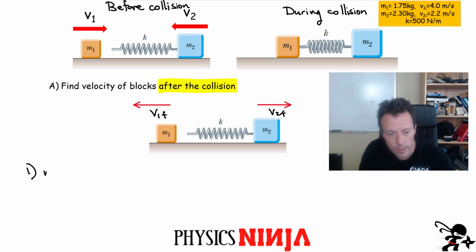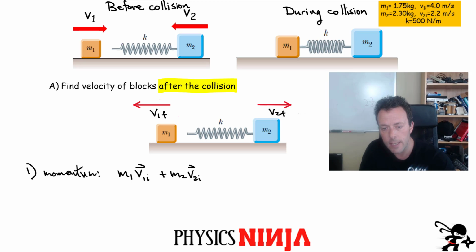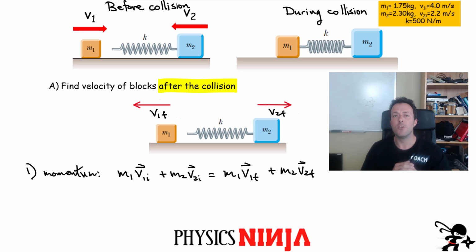So let's start with this: momentum before and after. Momentum before is right here. We're going to have the block M1 moving at some initial velocity, this is a vector, plus the block M2 moving at some initial velocity. And then after, it's the final picture over here. M1 is going to have some final velocity, and M2 is also going to have some final velocity. So that's the momentum equation, and we have to solve for two unknowns.